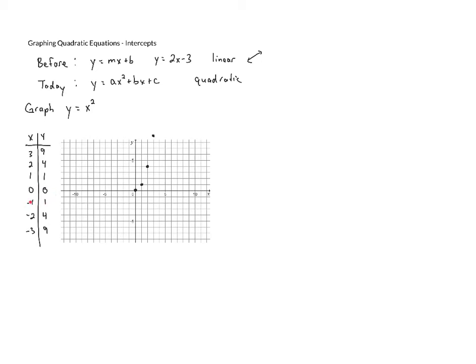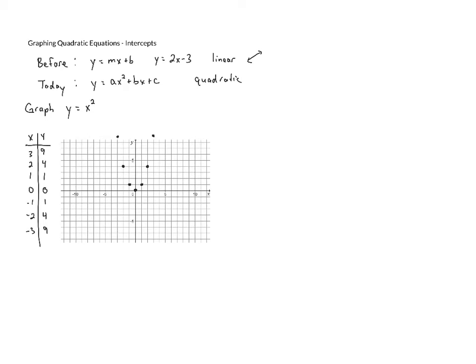The fifth point is -1, 1. So we go to the left 1 and up 1. It's going to be right about there. The next point is -2, 4, so that's to the left 2 and up 4. And you're noticing here with these points, instead of going to the right and up, we're going to the left and up. There's actually some symmetry going on. So that last one, -3, 9, to the left 3, up to 9, that's going to be right about there.